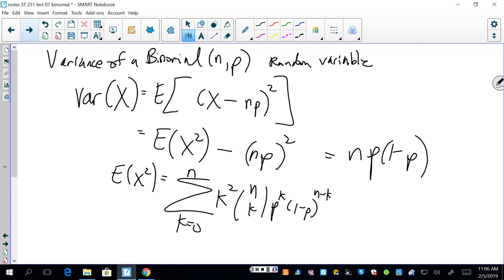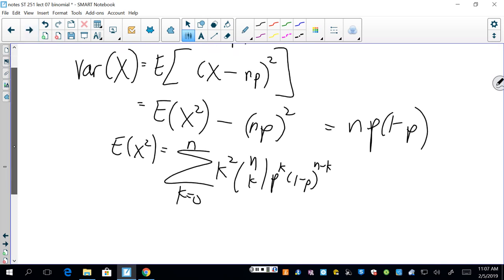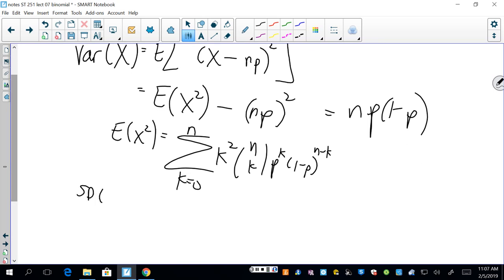That big mess simplifies into that as a variance. And standard deviation is the square root of that. So the standard deviation of a binomial random variable is the square root of the sample size times p times 1 minus p.